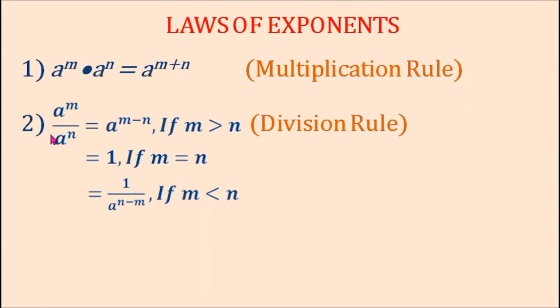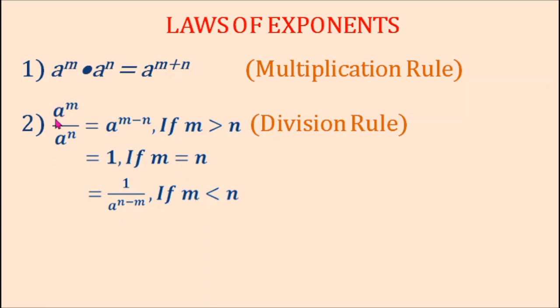Number two, it's the division rule. So that's a to the m over a to the n equals a to the power of m minus n if m is greater than n, and it is equal to 1 if m equals n, and it is equal to 1 over a to the power of n minus m if m is less than n.